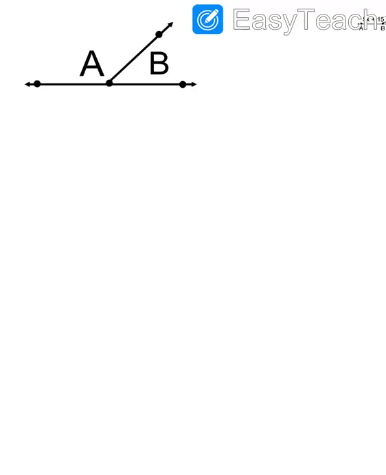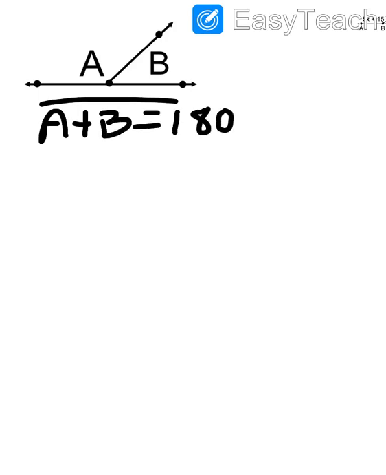Hello, and in this video we're going to cover how to determine a missing value when you're working with supplementary angles. What that means is that the two angles are going to be equal to 180 degrees. So in this case here, A plus B has to be equal to 180 degrees because they make a straight line together.